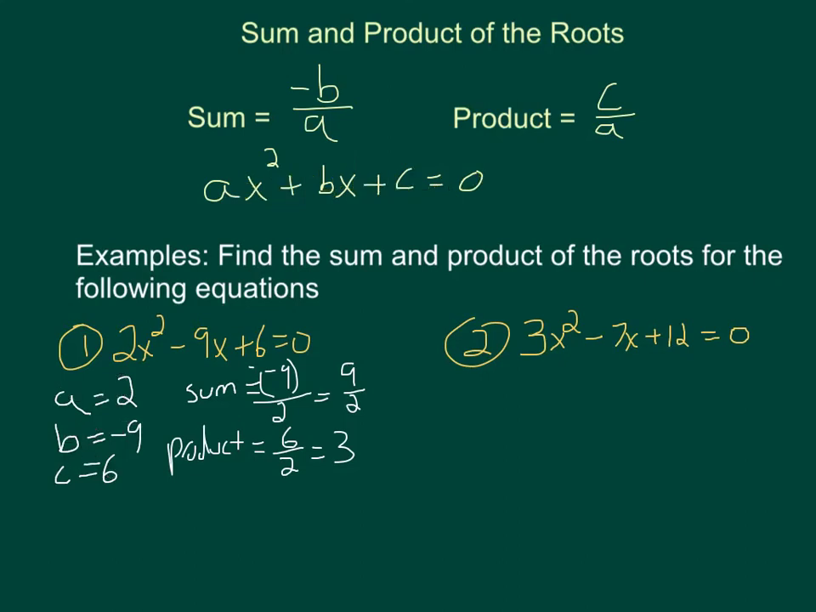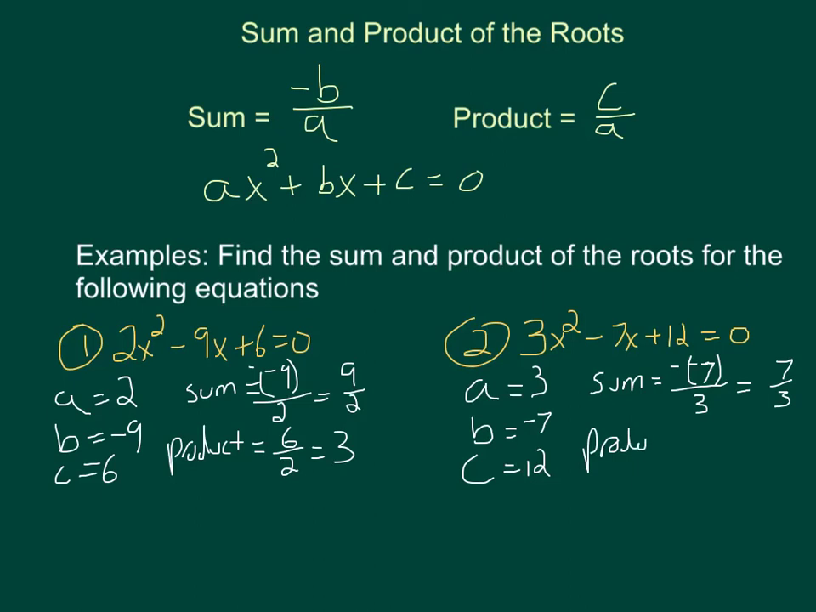In the second example, we want to start the same. We want to find our a, our b, and our c values. So a is 3, b is negative 7, and c is 12. Now in order to find the sum, we have to do opposite b, so double negative of the 7 again in this case, over a, so over 3, or we end up with just 7/3. For the product, we do c over a, which is 12 over 3, and reduces down to 4. So the sum of the roots is 7/3, the product of the roots is 4.